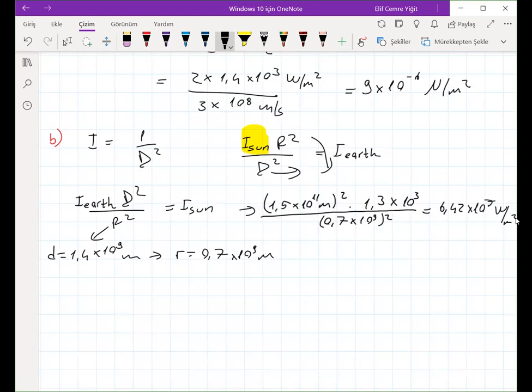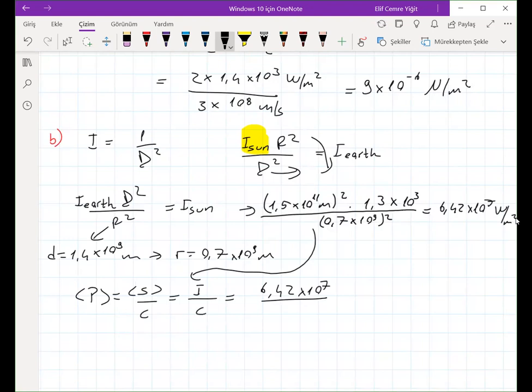So I will take this value and substitute back to the average radiation pressure formula. S over C. But I know that average of S is equal to I. So it will give me 6.42 times 10 to 7 over 3 times 10 to 8 meter per second. And this is watts per meter square. And this will give me 0.21 Newton per meter square. In the example, please be careful about the units we were given.